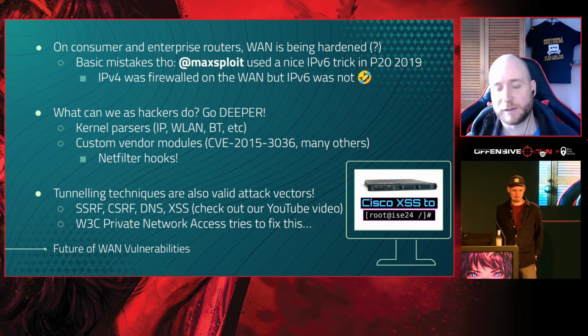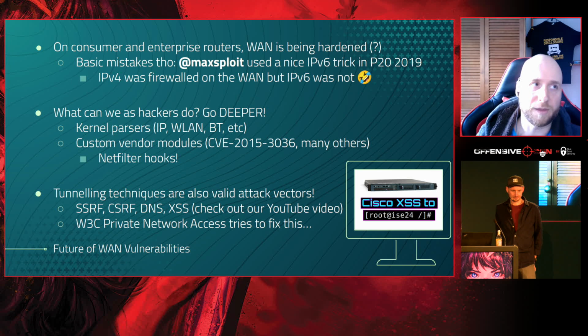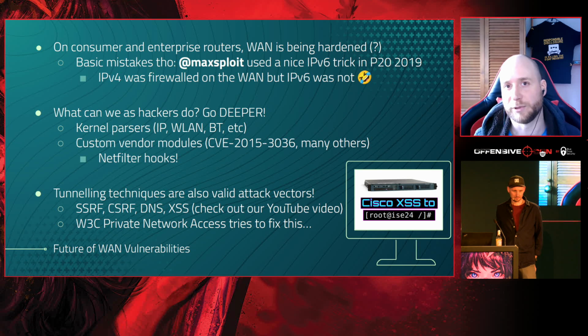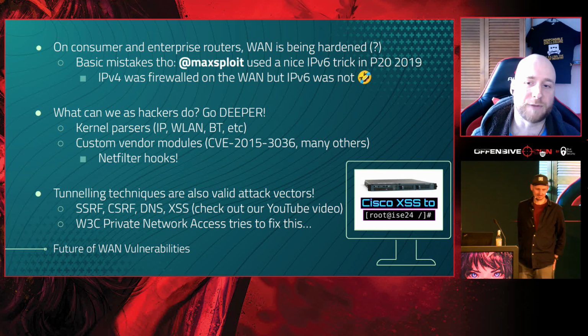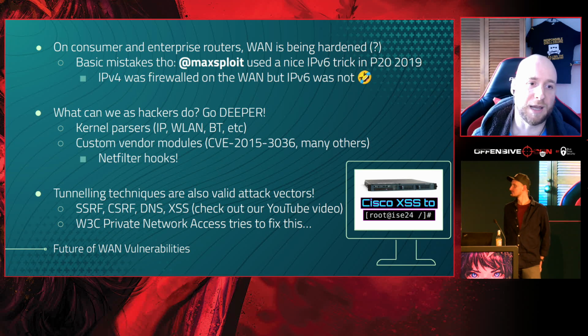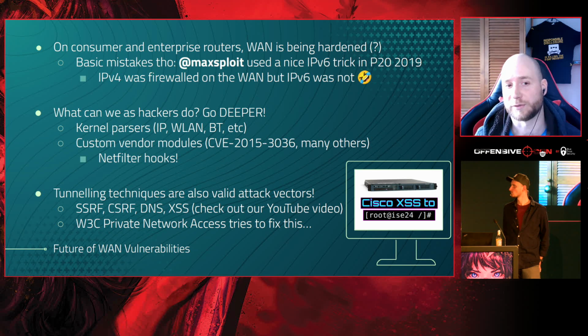But things are definitely improving, and we like to think that we contribute to that, or we hope so, by finding these vulns. But what can we do as hackers? We need to go deeper. We need to start looking at the kernel parsers for IP, TCP, etc., all these protocols, wireless LAN, Bluetooth. There have been some really nice attacks in the past few years on these surfaces.